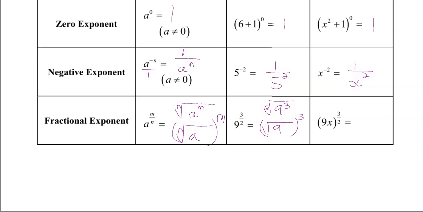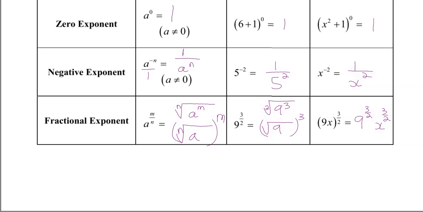9x to the 3 halves, this is a product, so it's 9 to the 3 halves, and then x to the 3 halves. Okay, so this could be evaluated, as we've said, from here is 27. And it's kind of the same deal with a fractional exponent, right? So 9 squared is 9 times 9. 9 cubed is 9 times 9 times 9.